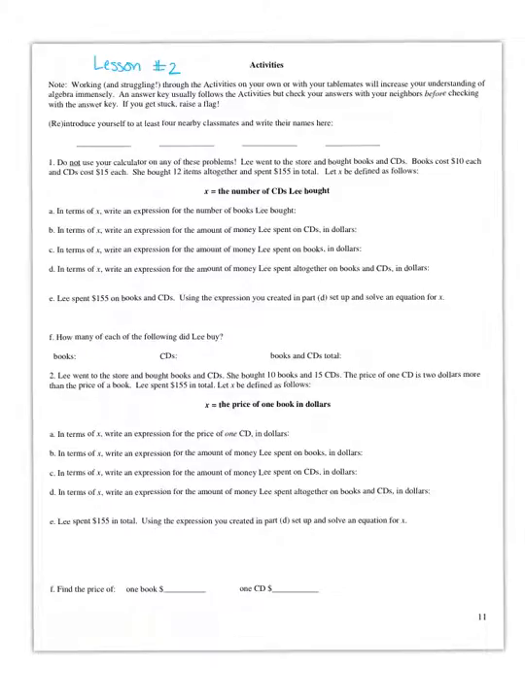Lee went to the store and bought books and CDs. Books cost $10 each. CDs cost $15 each. She bought 12 items altogether and spent $155 in total.